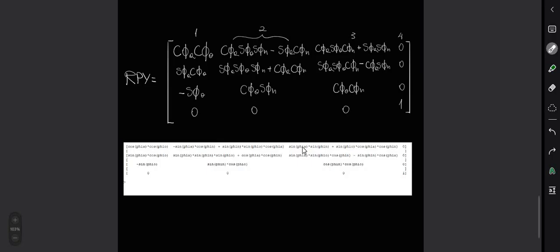So I will keep reading the explanation of the book. The location and the final orientation of the frame relative to the reference frame will be the product of the two matrices representing the position change and the RPY. So what does that mean?